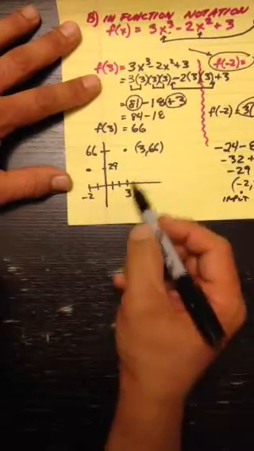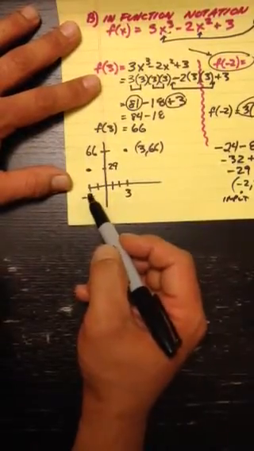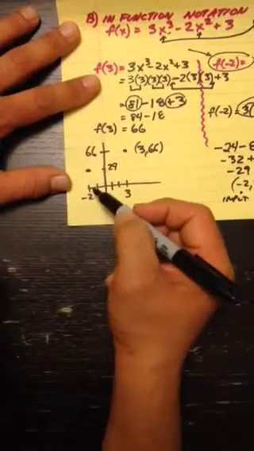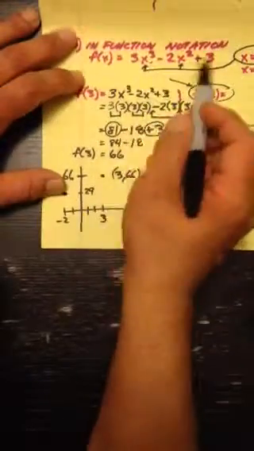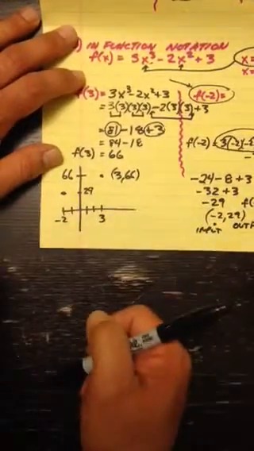So this 3 value had an output of 66. The input of -2 had an output of -29. And these points might be associated in some way, some fashion. If you graph this on a graphing calculator, it'll give you a clear picture of where these points really are.